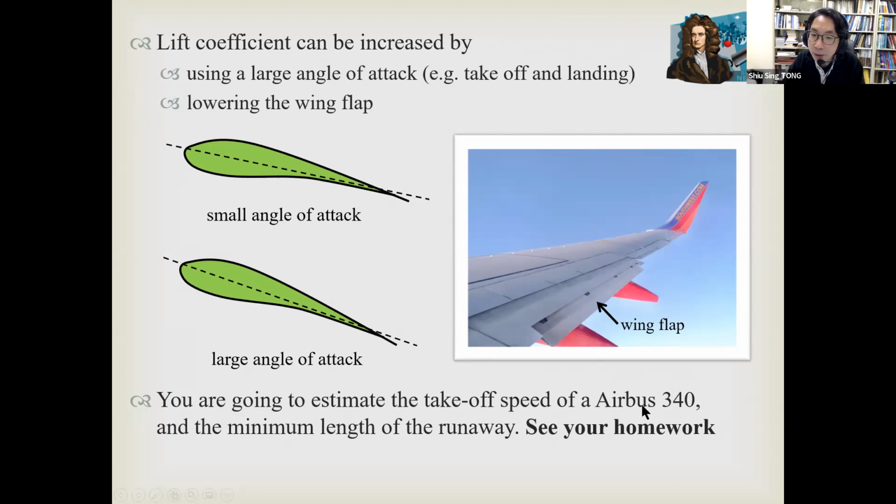Now you are going to estimate the takeoff speed of the Airbus 340 and the minimum length of the runway. You will be able to understand why the length of the runway has to be as long as 1 or 2 kilometers or so. You can see your homework to see how a large passenger plane takes off. Okay.